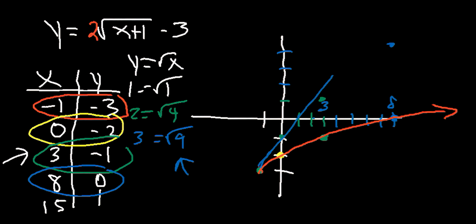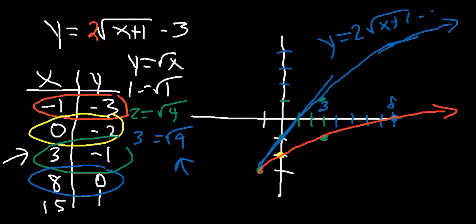So your graph will look something like this, if it was y equals 2 square root x plus 1 minus 3. So the amount that you increase in your y values, just double it, that's it. If there's a 2 in front. If there's a 3, just triple it.